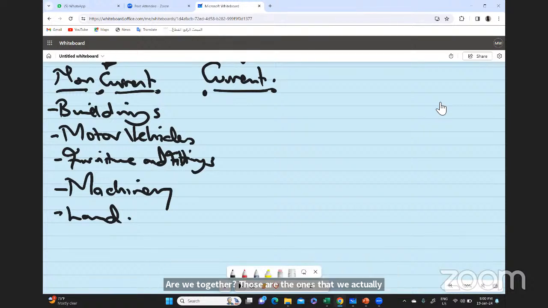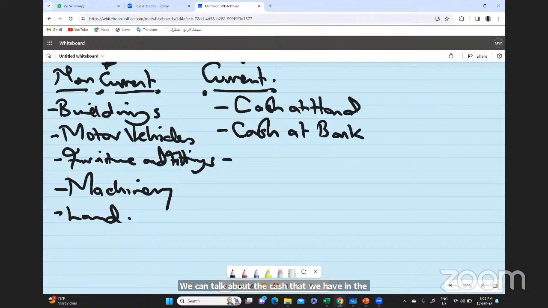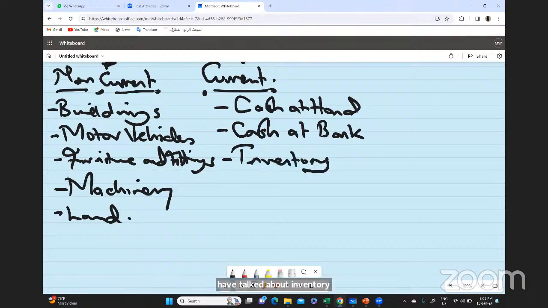Then, examples of current assets. We can talk about cash at hand. We can talk about the cash that we have in the bank. We have talked about inventory, or what we call stock. These are the reason why the entity is what? Is existing. Are we together? We are existing to sell such and such. That is inventory, if it is tangible.